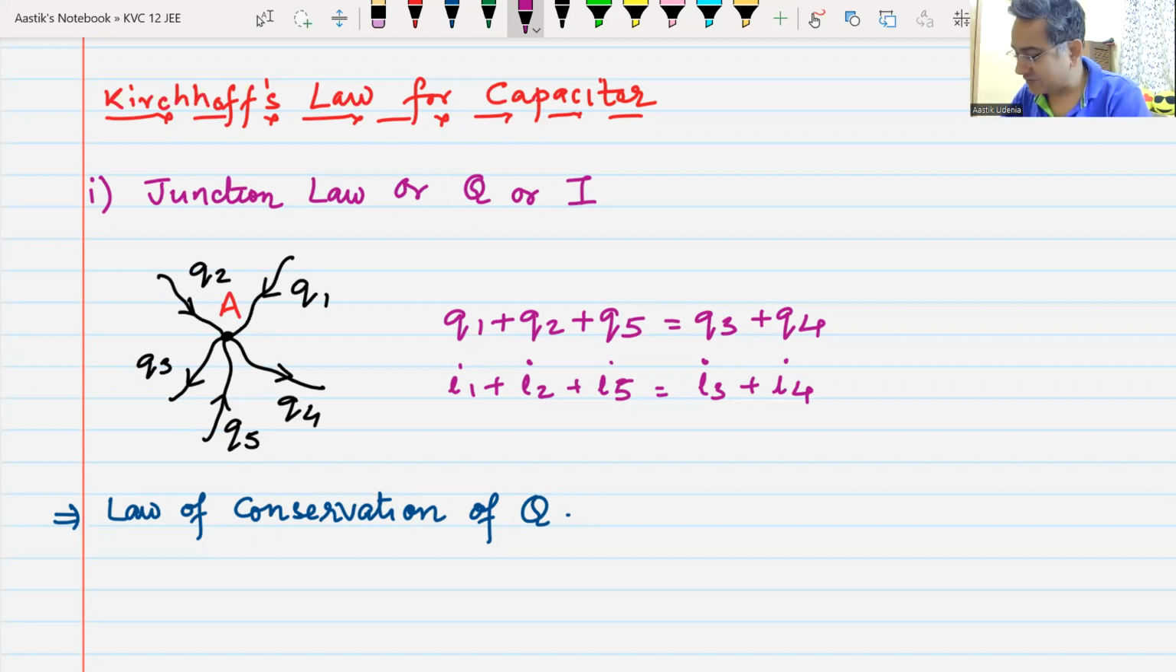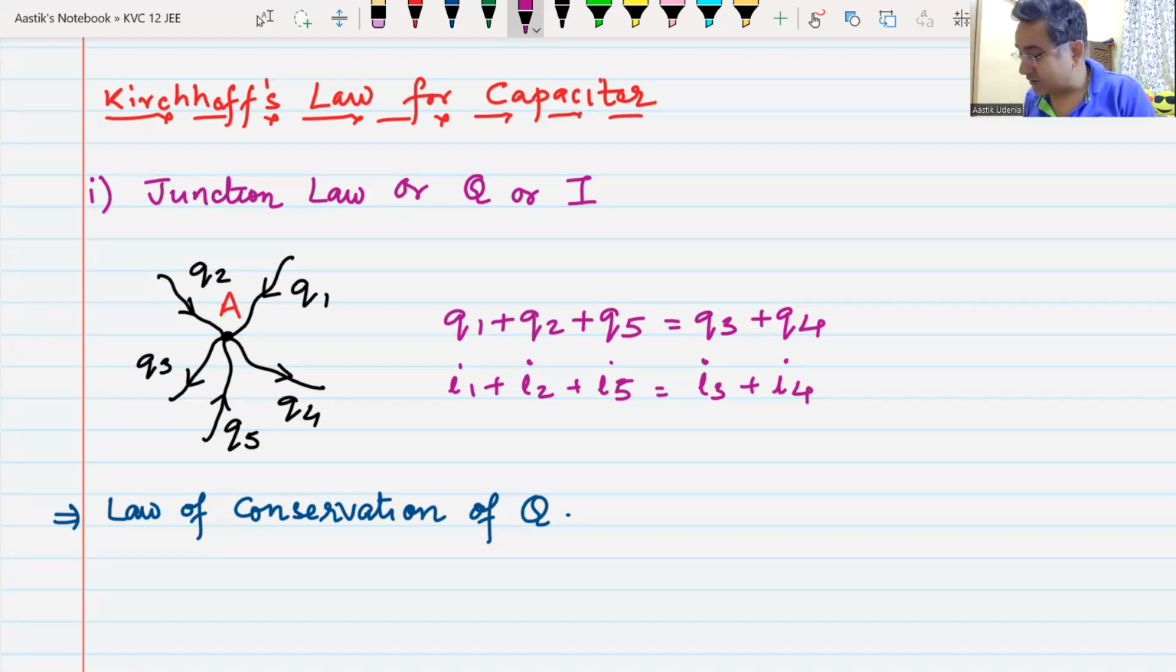What does this state? What is this based on? That was based on the law of conservation of charge. And what is this based on? I don't know, sir. Well, let us first write this junction law.